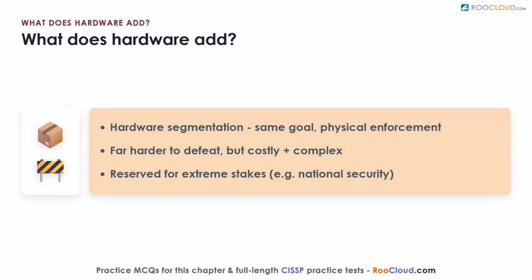What does hardware add that software cannot? Hardware segmentation serves the same goal as process isolation, keeping one process away from another's information, but it enforces the separation with physical hardware controls rather than software rules. That makes the boundary far harder to defeat, but it also makes it expensive and complex. So you tend to see it only where the stakes are extreme, such as national security systems, where the sensitivity of the data justifies the cost. Think of the difference between a locked office door and a separate reinforced vault building. Both keep people out, but one is a far stronger, far pricier barrier.